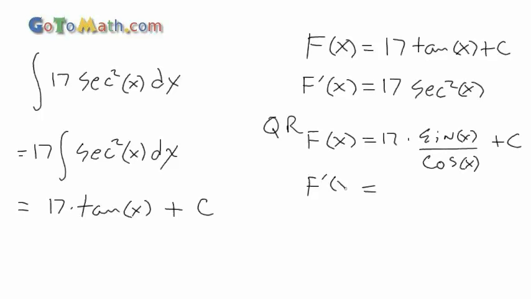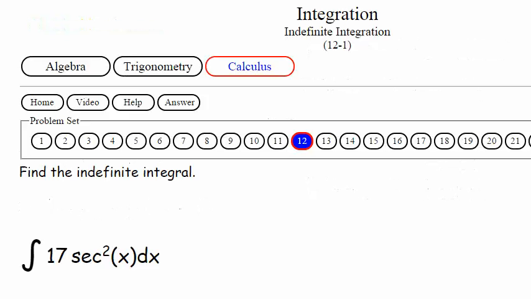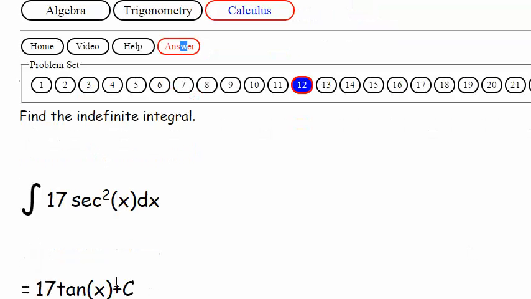F prime of x would be equal to 17 secant squared x. So remember to use the quotient rule to find the derivative. That's going to be your exercise to get to here. It helps memorize all this stuff when you do that. Alright, let's hit answer. Anyway, 17 tan x plus c.